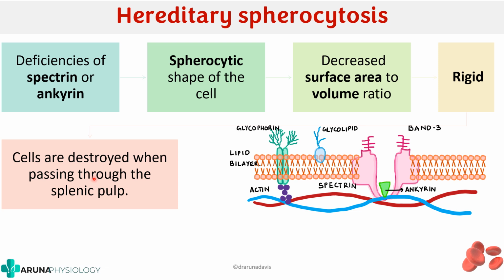This disease is inherited as an autosomal dominant disease. Basically, you've got a deficiency of the proteins spectrin and ankyrin, due to which the flexibility of the RBCs is lost and they tend to get hemolyzed. This in turn will cause anemia, and it is inherited as an autosomal dominant disorder.